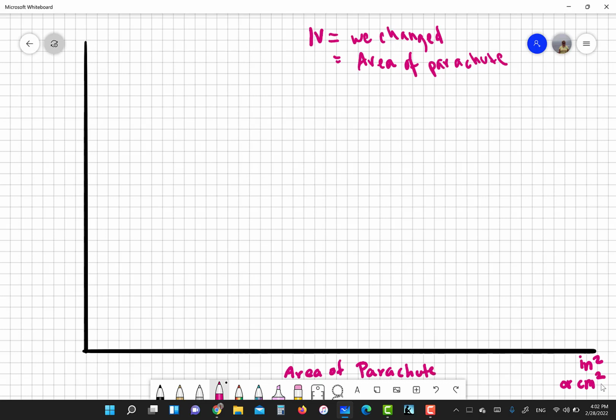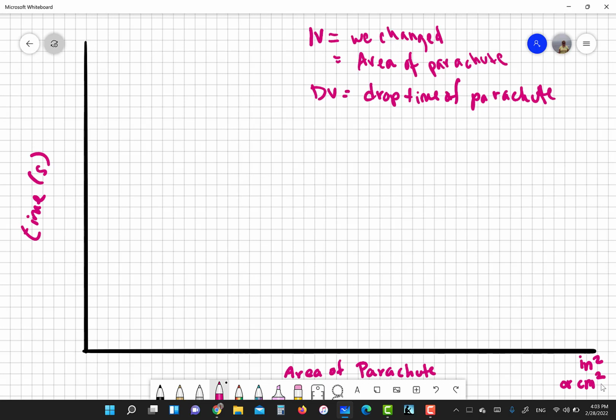And then our y-axis is always our dependent variable, which in this case is the drop time of the parachute. So our dependent variable is going to be time in seconds. So you should have some number of seconds there.